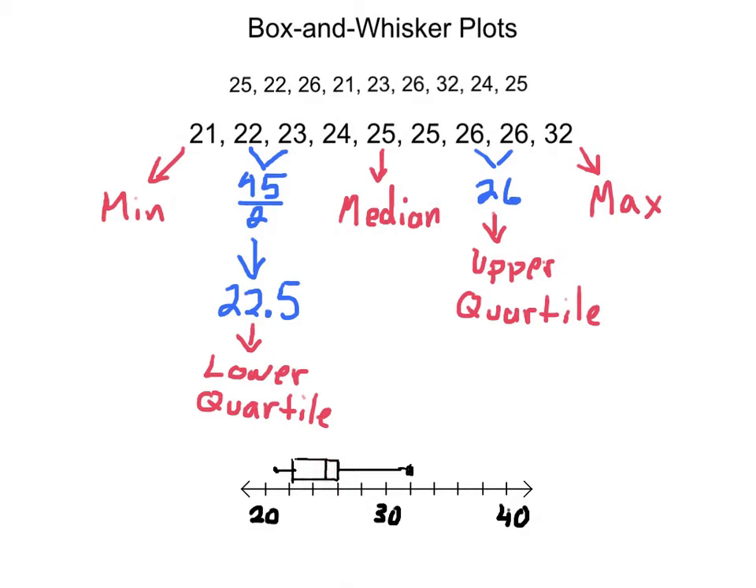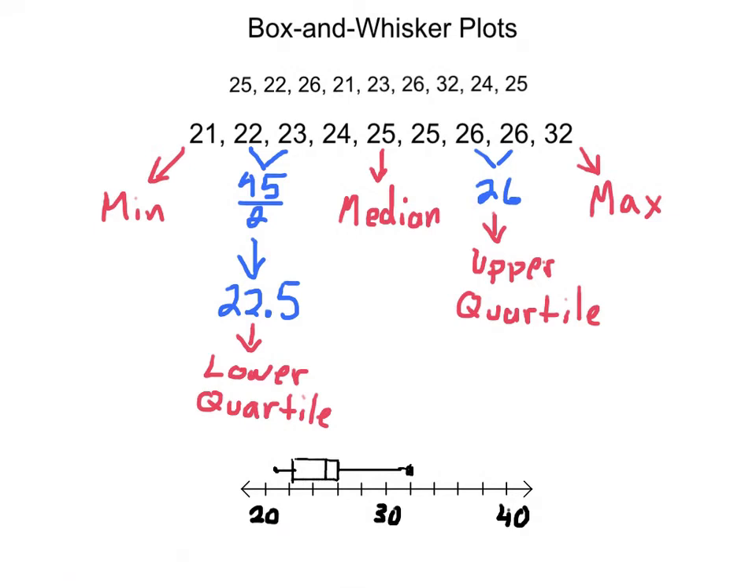So what all of this does is each section of the box and whisker plot is representative of 25% of the numbers from our original data set. So for example, from 21 to 22.5, we have 25% of the numbers that we started with. Same thing for each of the sections on our graph. So that's how a box and whisker plot works.